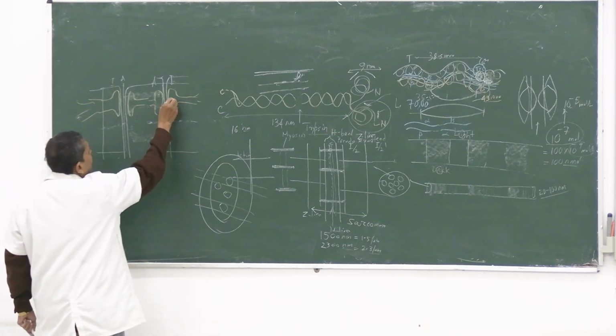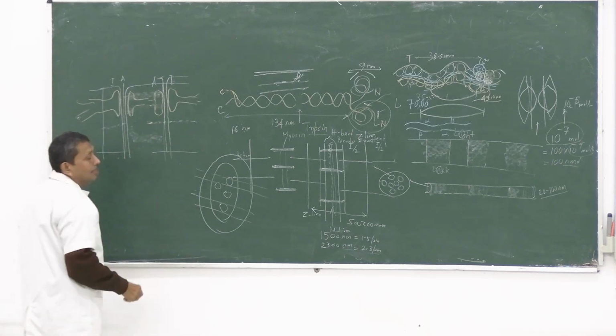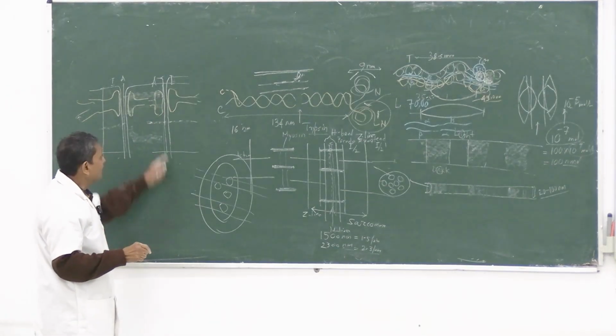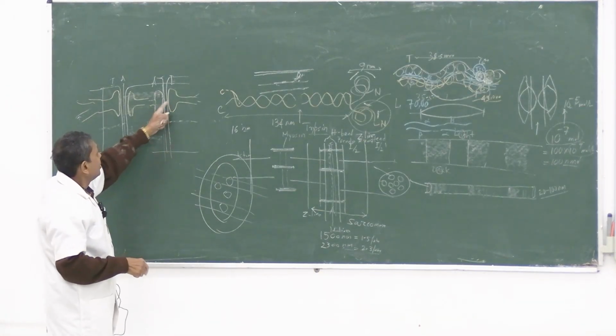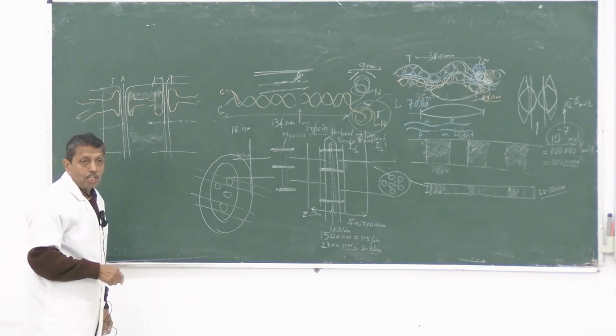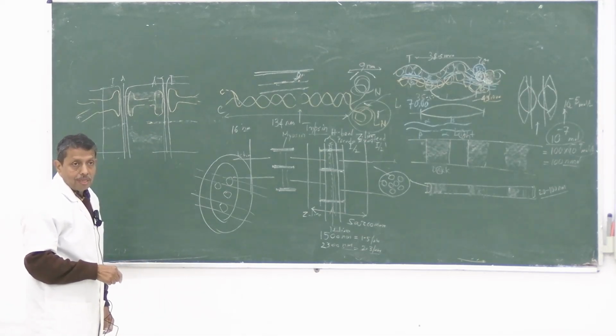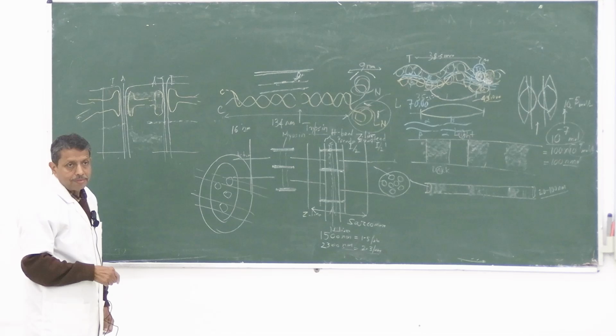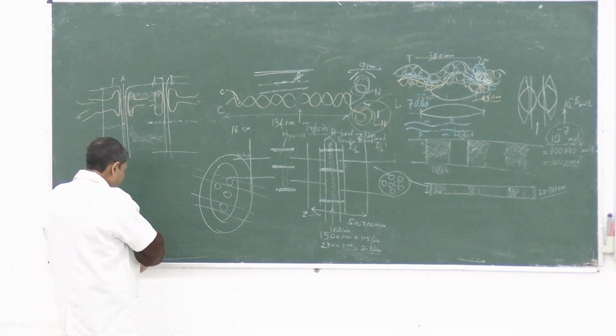So you see, these are the cisterns or dilatations where there is accumulation of calcium at the site. Terminal cisterns, they are called. And they together form the triad.